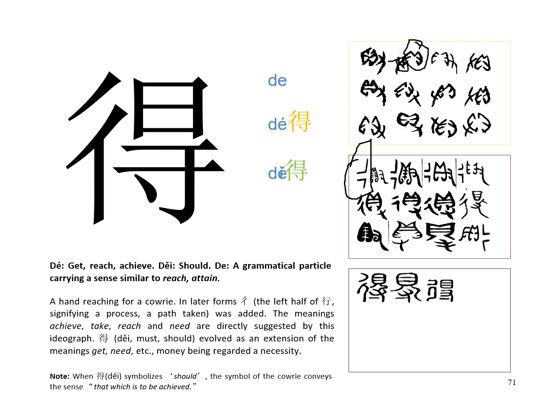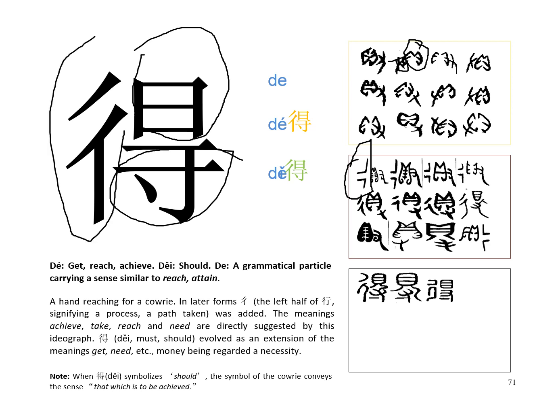In the modern form, the cowrie became this portion, the hand became this portion, and the crossroads became this portion. The meanings of this particular glyph include get, reach, achieve, something that one should, and so on. Pronunciations include de, dei. When you encounter this glyph in the language, you'd understand its meanings better. For now, just gain a familiarity with the form.